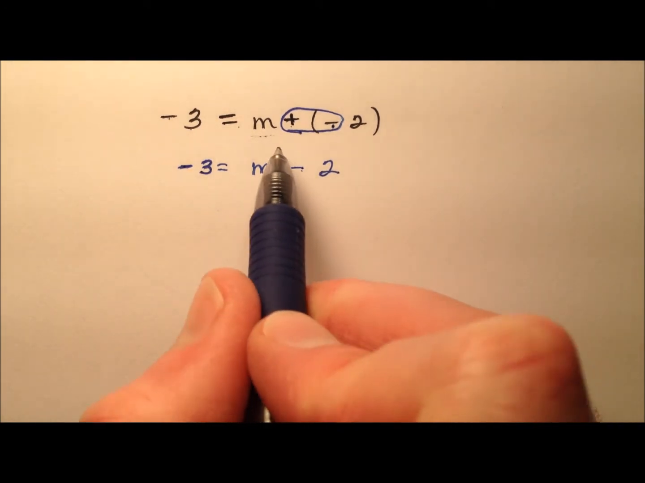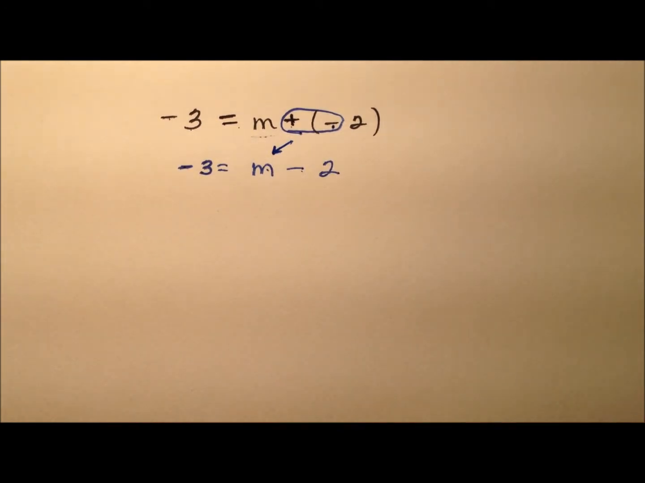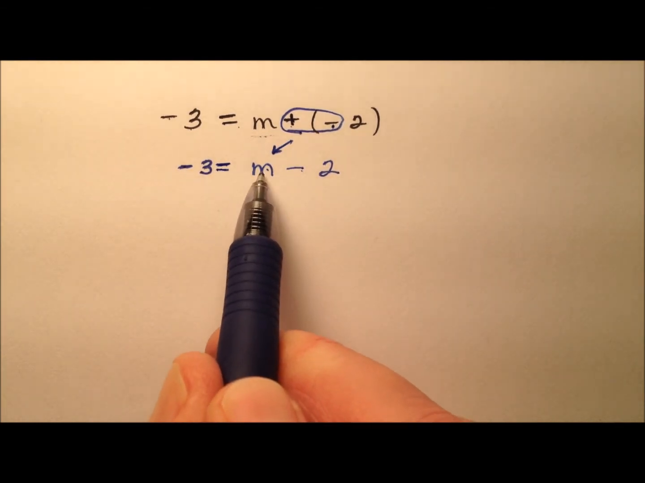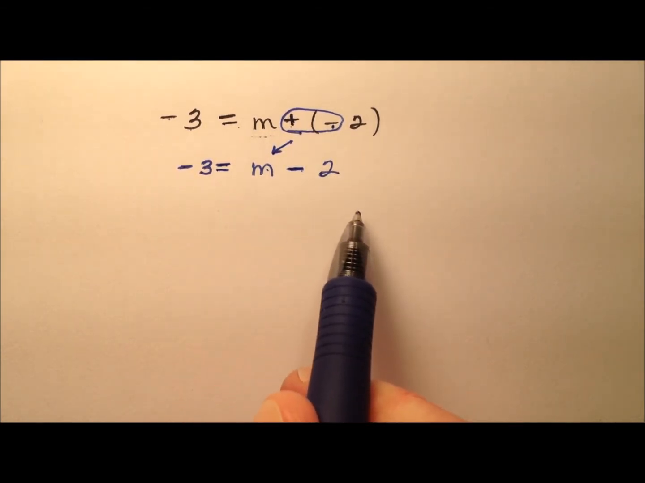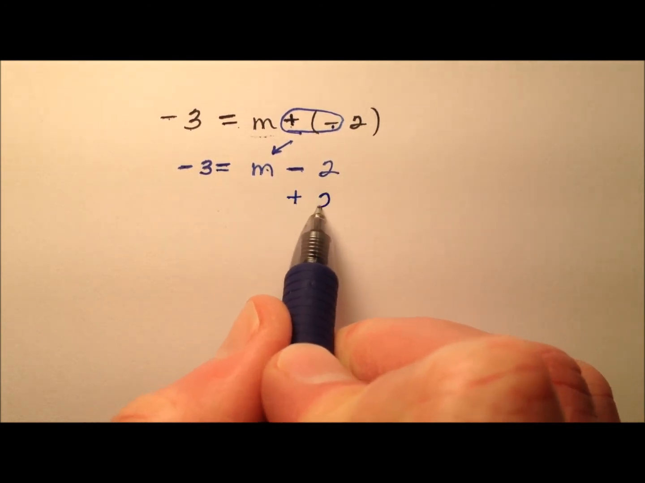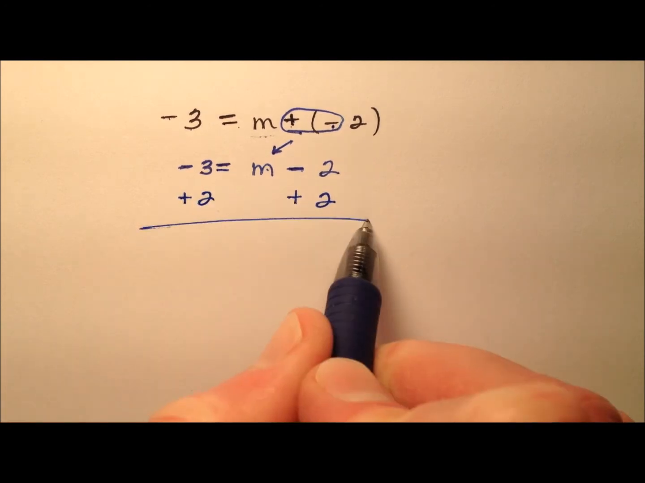So what am I going to do now? Well, I'm trying to get this m variable all by itself on this right side. So right now I see that m is being subtracted by 2. So what's the inverse operation of subtraction? Well, that'll be addition. So let's go ahead and add 2 to both sides of my equation.